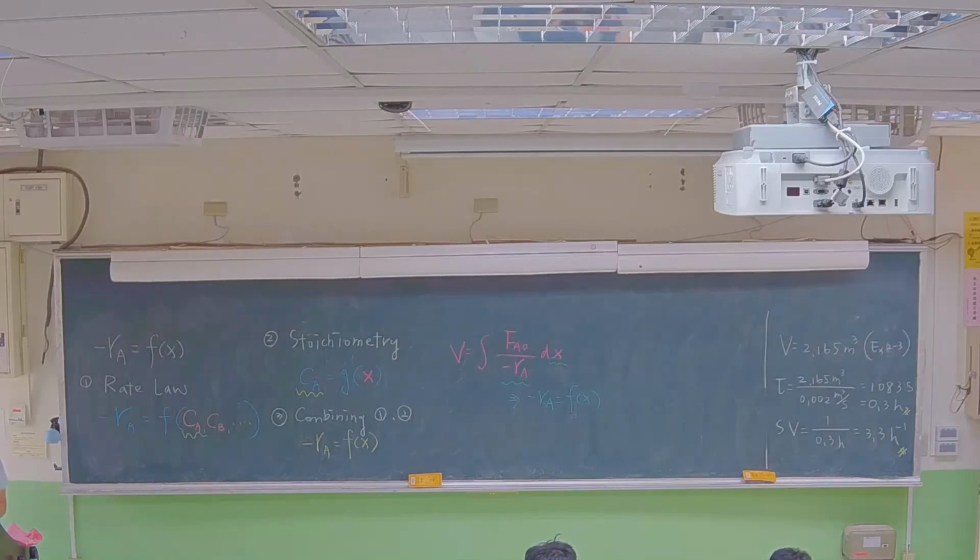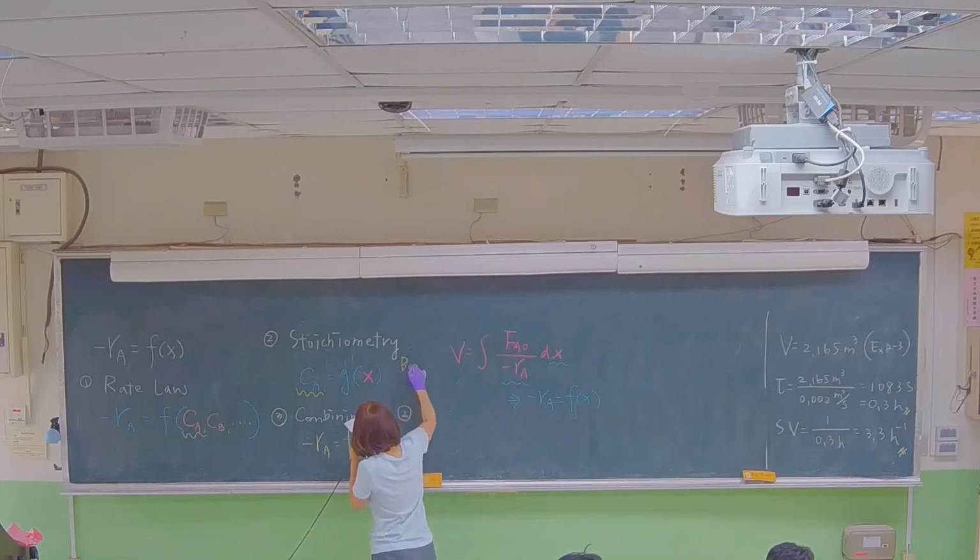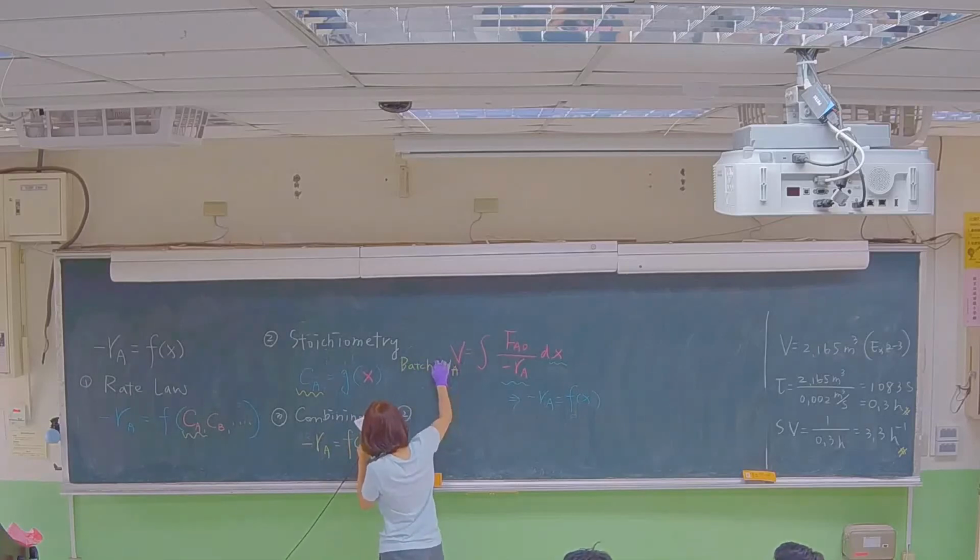Okay, so there are more things I want to tell you for stoichiometry. For this part, if you remember, for a batch reactor we talk about moles. For a flow reactor, like a PFR or CSTR, we talk about molar flow rate, right? FA.